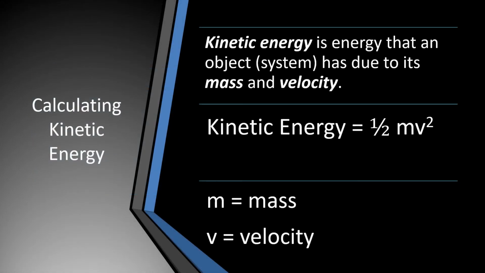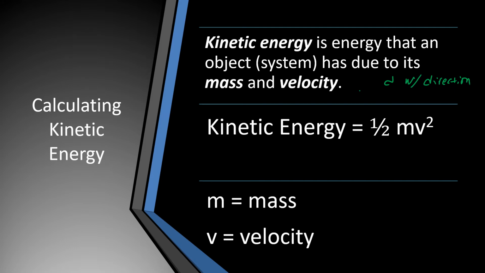So it's the energy that an object or system has due to its mass and velocity. And we'll get into velocity later. Basically, velocity is speed with a direction. And so it's speed with a direction.